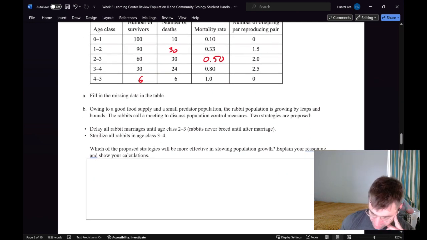Owing to a good food supply and a small predator population, the rabbit population is growing by leaps and bounds. The rabbits call a meeting to discuss population control measures. Two strategies are proposed. Delay all rabbit marriages until age class 2 to 3. Rabbits never breed until after marriage. Or sterilize all rabbits in age class 3 to 4. Which of the proposed strategies will be more effective in slowing population growth? Explain your reasoning and show your calculations.